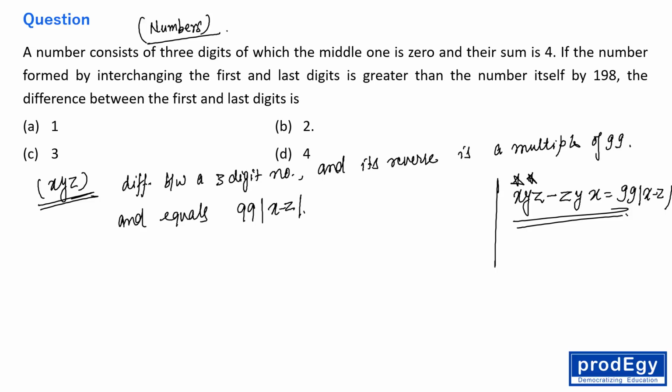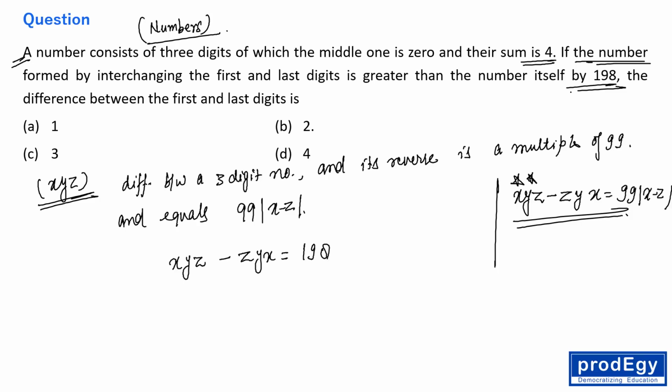Fine. So now I'm reading the question. A number consists of three digits of which the middle one is 0 and their sum is 4. If the number formed by interchanging the first and last digits is greater than the number itself by 198. So obviously one number is xyz and another number is zyx. If we take the difference of these numbers, the difference comes out to be 198, right? They actually want to say it like this.